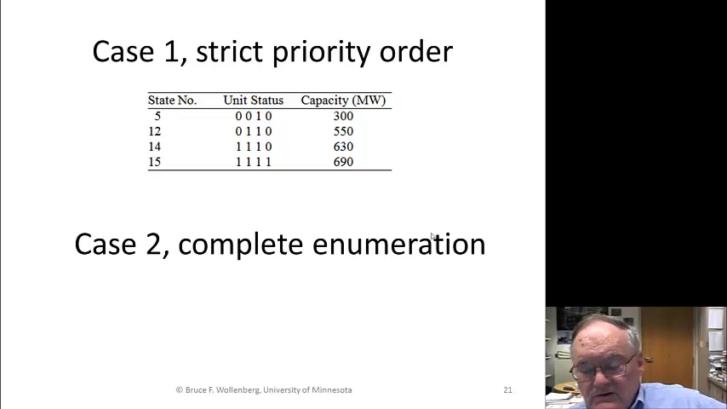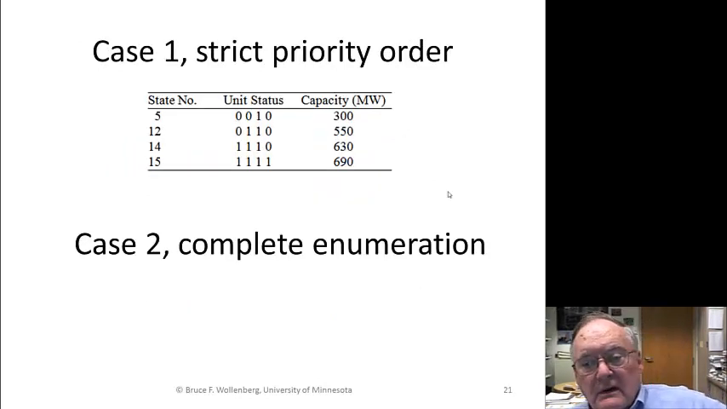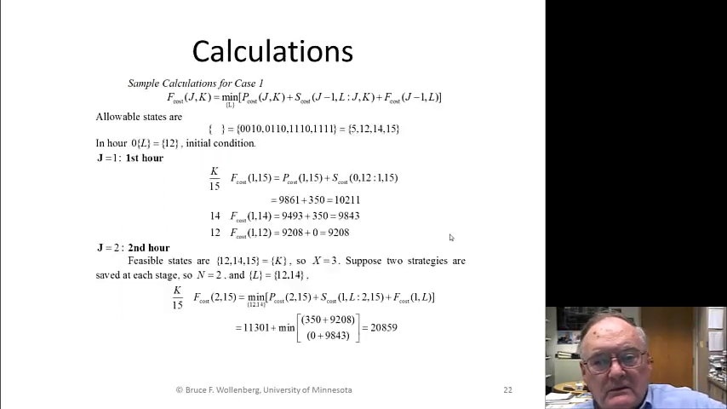Complete enumeration says that for each hour I'm going to do 16 transitions to 16 others. 16 times 16 paths. Well, that's not that long a calculation, and we did it just to show what the answers would be. Here's a typical calculation.